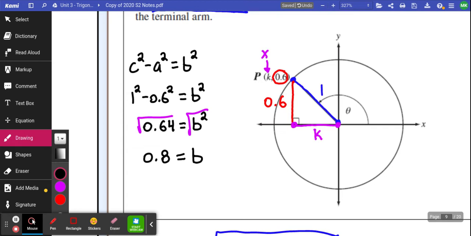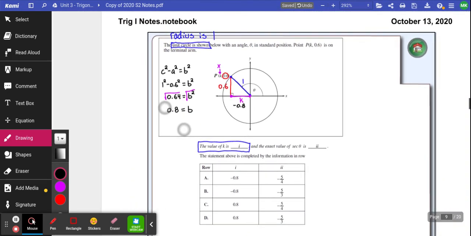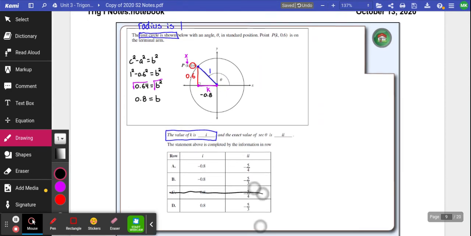Perfect. It is not 0.8. Why is it not 0.8? Because of where it is on your diagram, right? Pythagorean theorem will tell you the distance that you went, but it won't tell you the direction that you went. Look at your question. You are clearly going left. So it's 0.8, but it's negative 0.8 because you went to the left. K is negative 0.8. That narrows down our options to B or A.